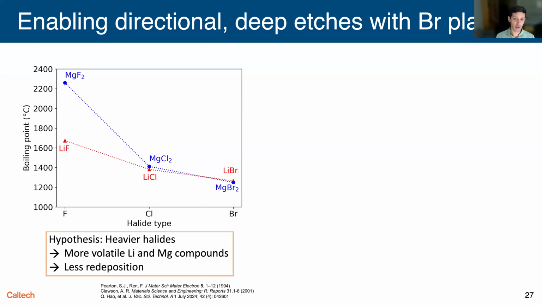So we decided to improve those characteristics by using heavier halides, particularly bromine plasma, which according to this boiling point versus halide type plot should yield higher vapor pressure products. Because you see the bromine products have a lower boiling point, and so they should have a higher vapor pressure at a given condition. Therefore, there should be less redeposition.